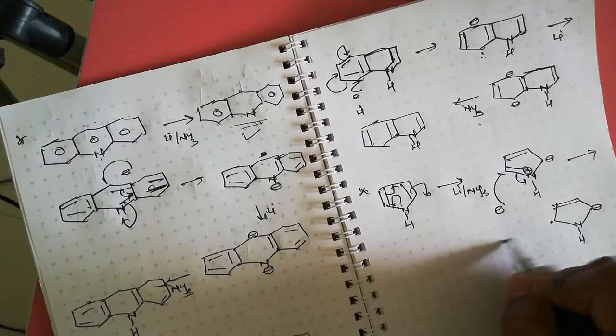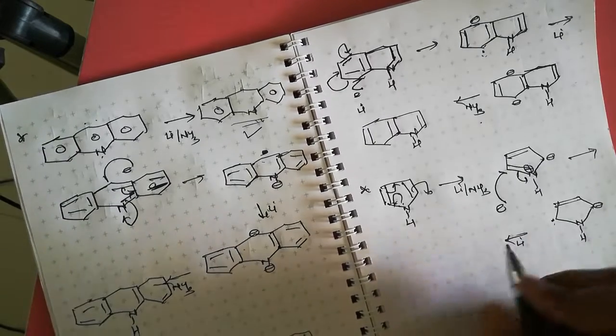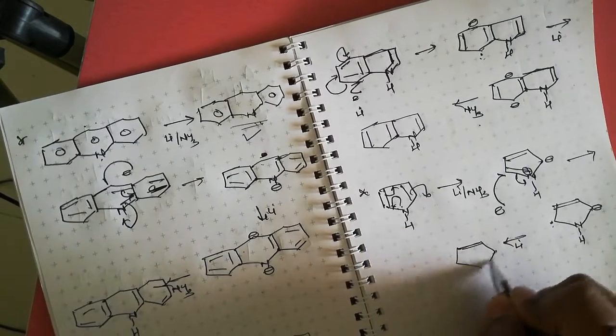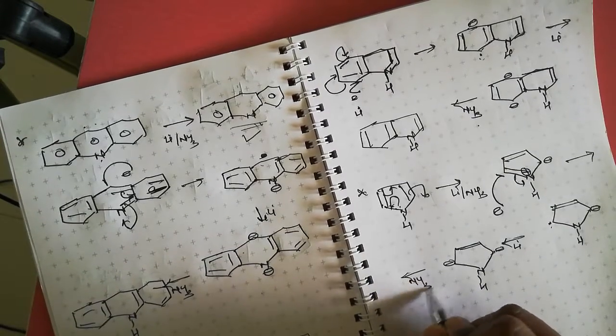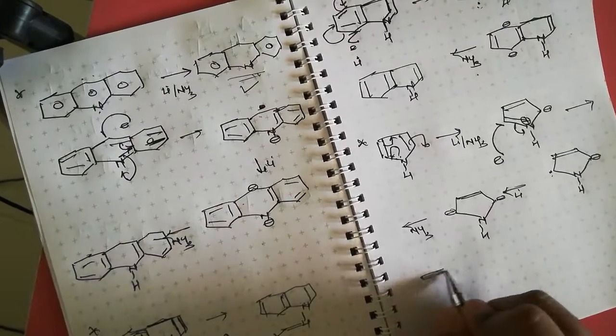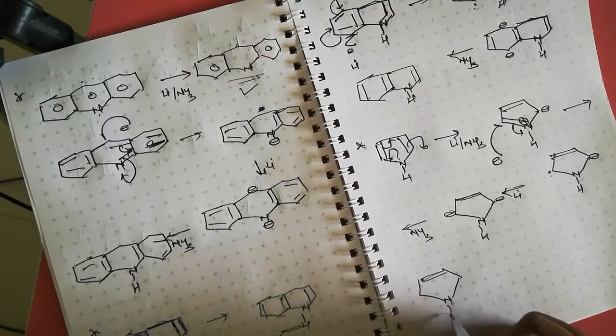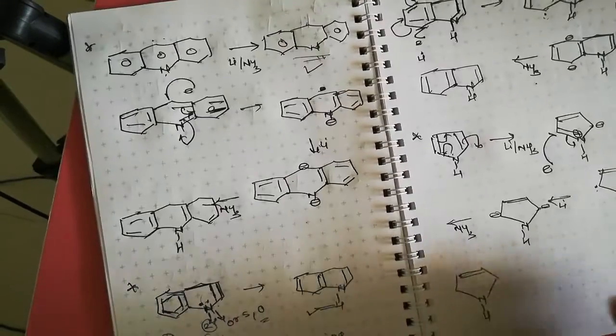electron, here negative charge. Again lithium transfers its electron to this radical and we get here two negative charges. Then ammonia transfers its proton to these two negative charges and we get this product. Now we can see the next example.